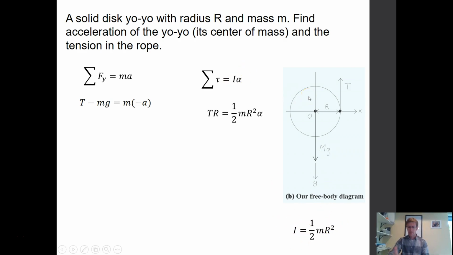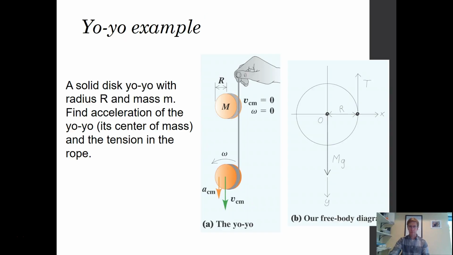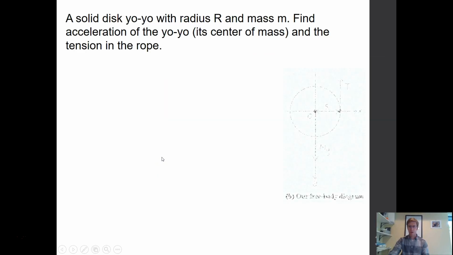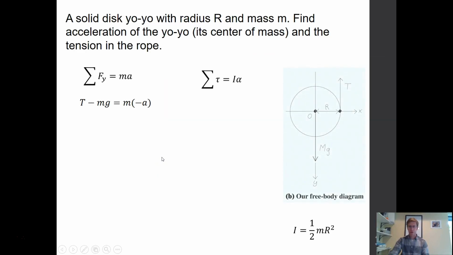I for a solid disk. What is it? I'm not sure. Let's flip back. Solid disk isn't on here, but it's really just a skinny cylinder. If you notice the cylinder, it has no variable h. The height of the cylinder doesn't actually matter. Well, it does, right? The thicker it is, the more mass it has. But in terms of the equation, it's not going to affect it other than through the mass. So a solid cylinder and a solid disk are the same. So the moment of inertia for my yo-yo is just 1/2 mr squared.